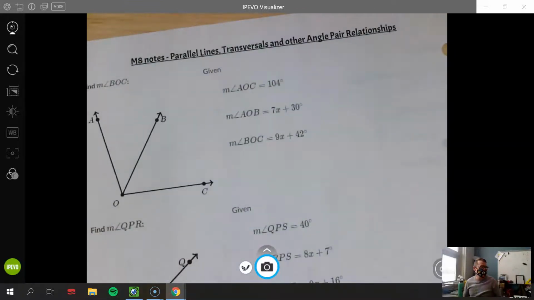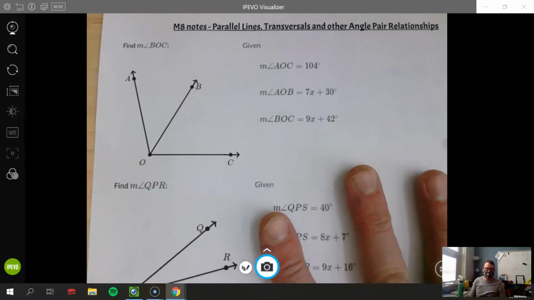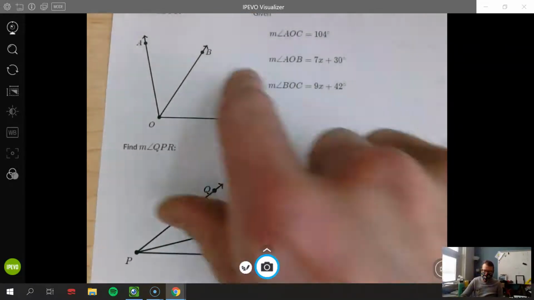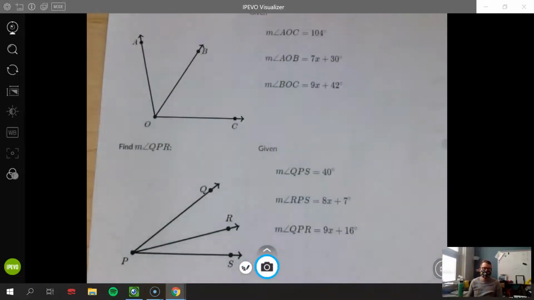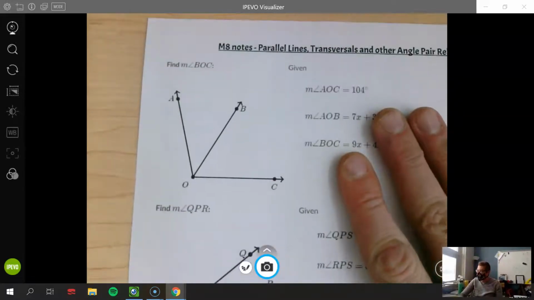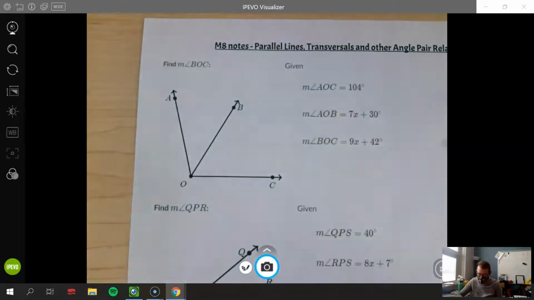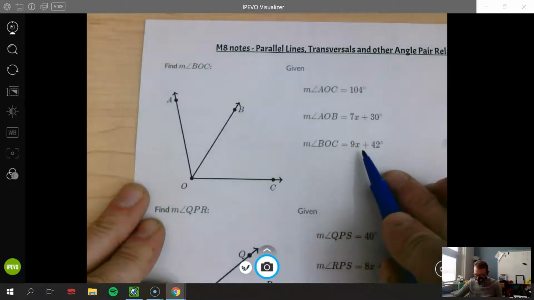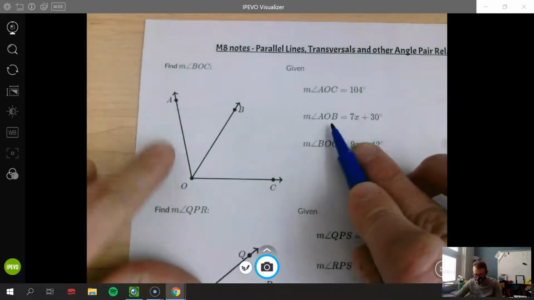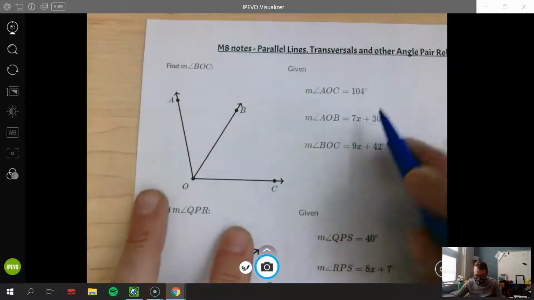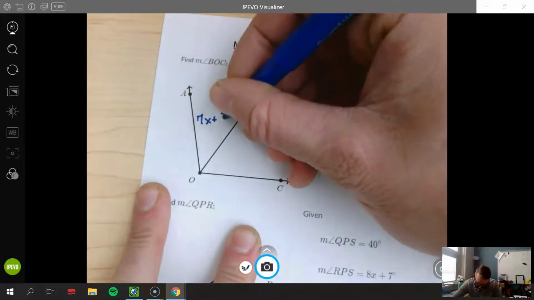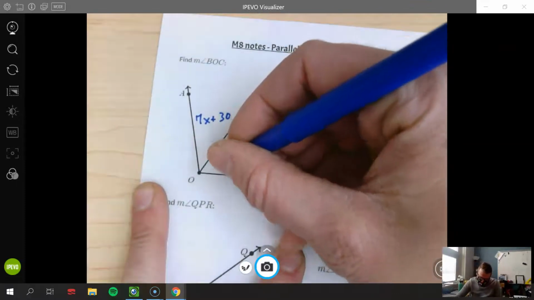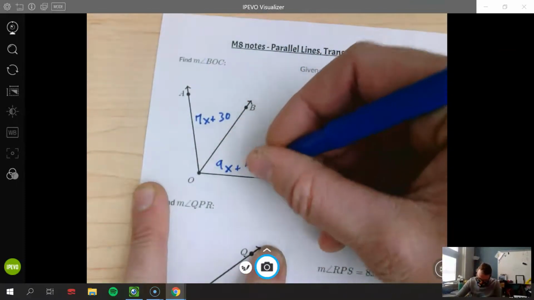When we are solving problems like this, and this is one of the reasons I wanted to make sure I got notes made for you guys, it helps us to write things on these images, which I know Khan Academy does not necessarily lend itself to, but guys, you can write on the screen. In Khan Academy, there's a little thing you can click to pull up a pen and write on the screen. Right now, AOC is 104, AOB is 7x plus 30, BOC is 9x plus 42. Let's label all these. So AOB is 7x plus 30. This is 9x plus 42.